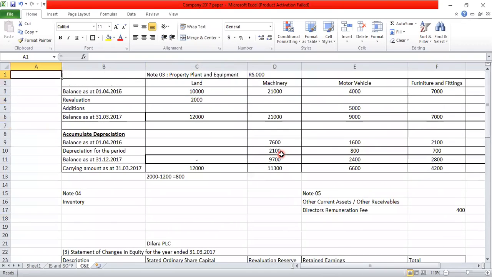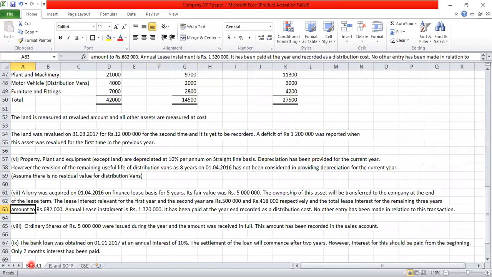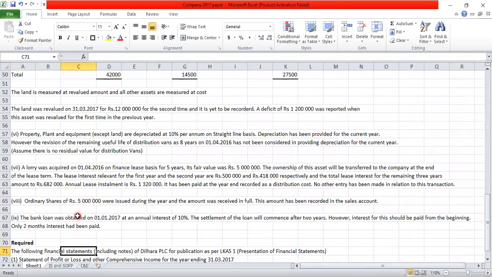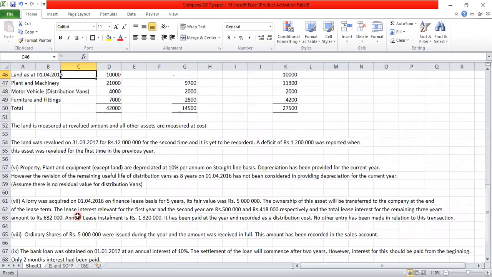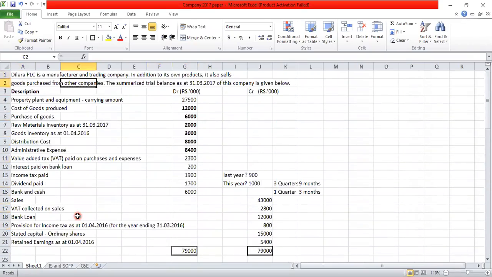Now we want to finalize every sum. We'll move on one by one. I hope I have done all the adjustments related to this question. So let me move on, recording all the sums. Property, plant, and equipment we have concluded. It's done. Cost of goods purchase, purchase of goods, raw materials, inventory, goods inventory, distribution cost, administrative expense.